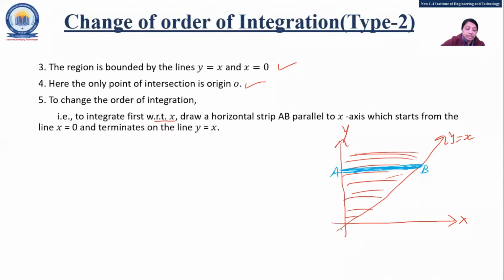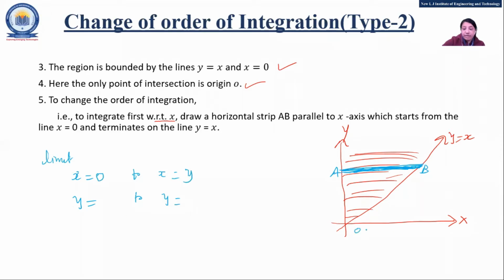Now next thing is we need to decide the limits. So, x, y, right? So it is horizontal, so we are writing x first. So see the x, your strip will start from which line? This line. And this line is x equal to 0. So here I'll write x equal to 0. Your last strip ends on which line? Y equal to x. So x equal to y. Simple, right?